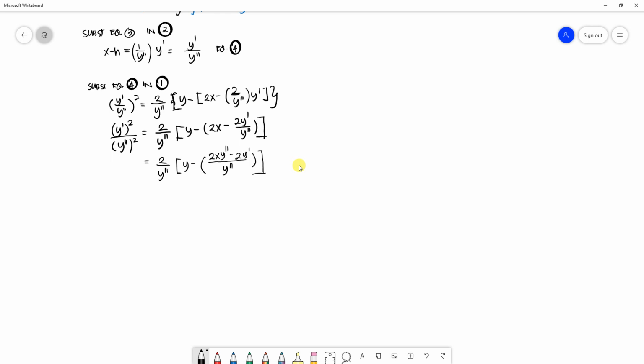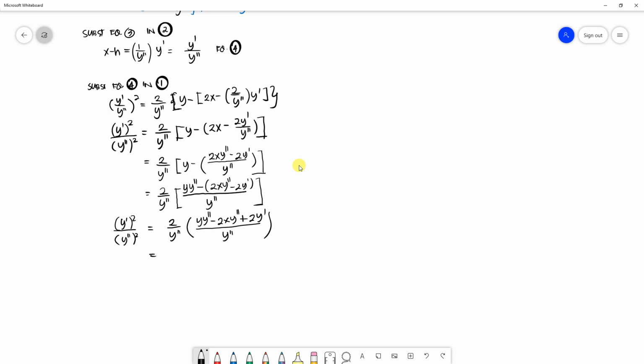Okay, tapos LCD ulit nito. So, we have 2 y double prime. So, we have y double prime cross multiply. So, y times y double prime minus 2xy double prime minus 2y prime. Tanggalin natin sa pagka-parenthesis. Okay, so we have 2y double prime. Pwede na lang natin tira na lang yung parenthesis, no? We have y double prime minus 2xy double prime plus na to ha, kasi negative times negative. 2y prime over y double prime. So, this is y prime squared over y double prime squared.